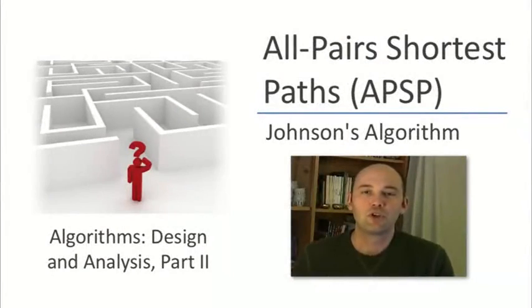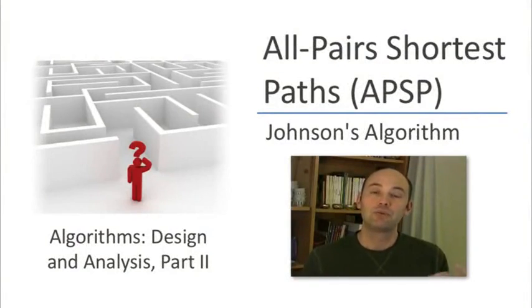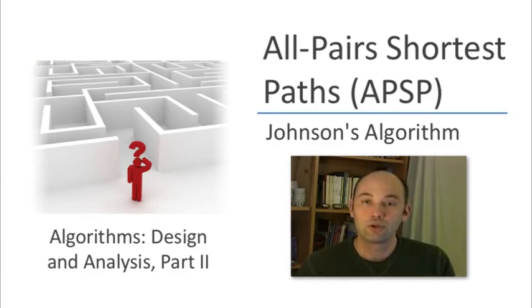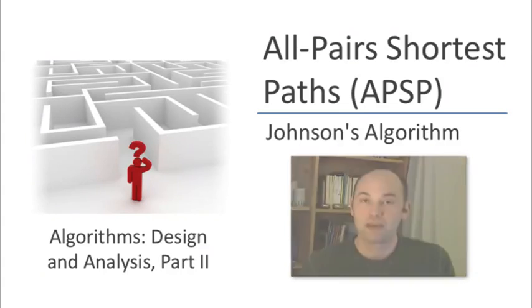In this video, we'll cover Johnson's very cool algorithm. It shows how to use the reweighting technique we introduced in the last video to reduce the all-pair shortest path problem in graphs that can have negative edge lengths to a single invocation of the Bellman-Ford shortest path algorithm, followed by n invocations of Dijkstra's shortest path algorithm.